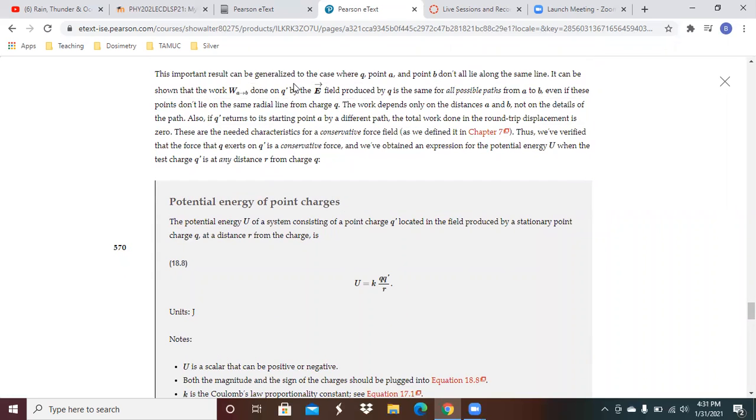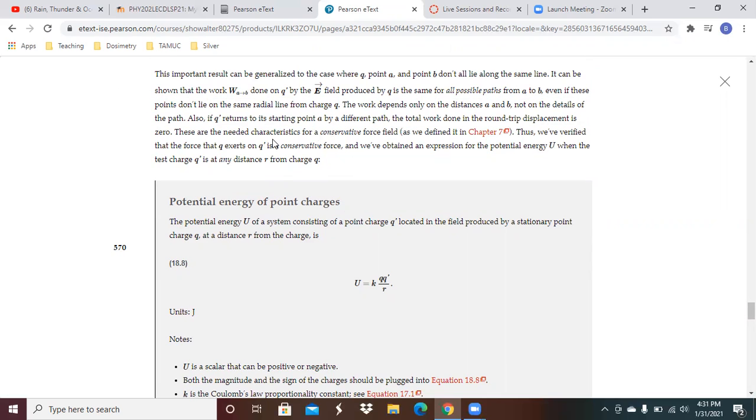So the important result is going to be generalized to the case where Q, point A, and point B don't all lie along the same line. It can be shown that the work done on Q prime by the field produced by Q is going to be the same for all possible paths, even though those points don't lie along the same radial line from charge Q. The work depends only on the positions A and B, not on the details. So if Q prime is returned to the starting point by a different path, the total work done in the round trip is going to be 0.